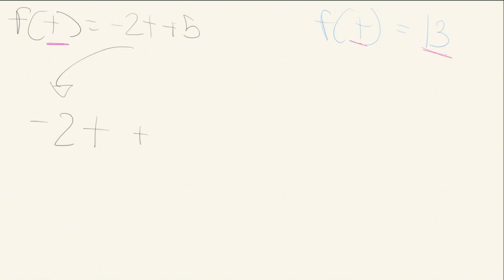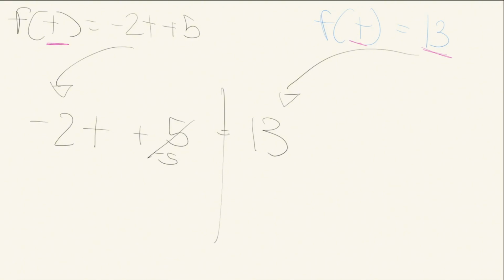Okay, next problem. f(t) is equal to negative 2t plus 5. And it also tells us that f(input t) is equal to 13. So like we would solve every other problem, we're trying to find t. You would bring that down and rewrite the problem as negative 2t plus 5 is equal to 13. Now you would just solve it like a regular equation.